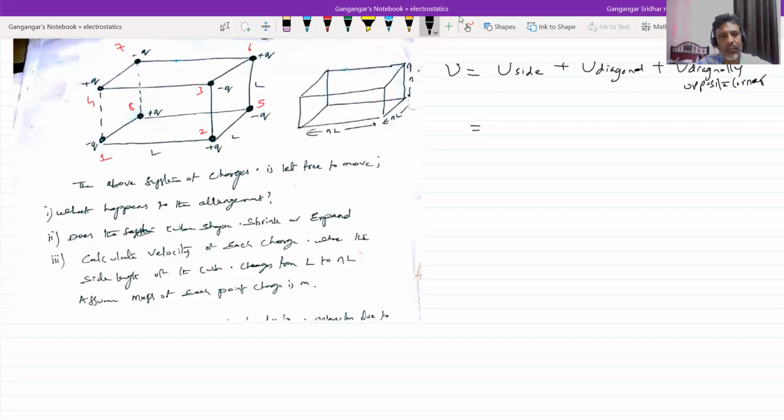How many sides will come? A cube, how many sides will it have? 12: 1, 2, 2, 3, 3, 4, one in each face. So you can look at that. So 12 are there. So 12 into K, Q minus Q, L.